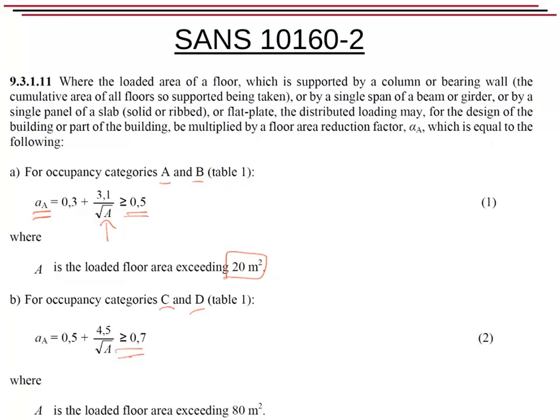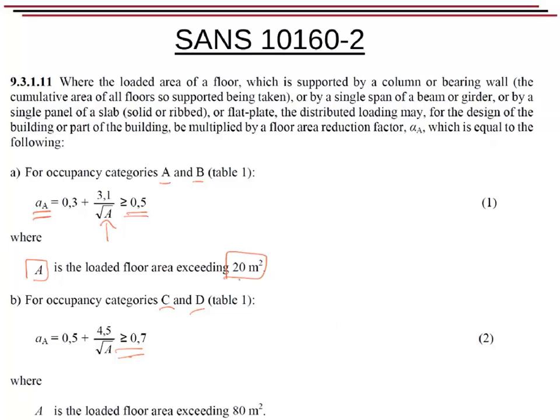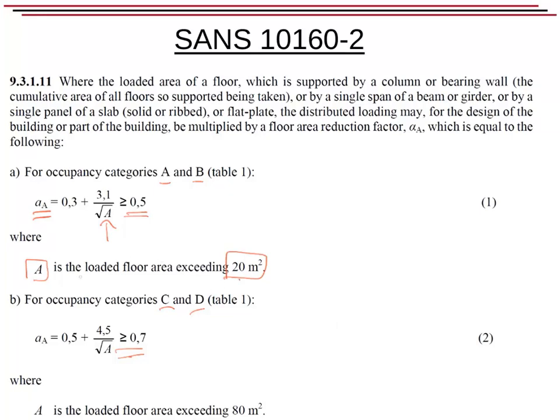This clause to me is not clear. A is the loaded floor area exceeding 20 square meters. So is that when the area exceeds 20 square meters, do you put the total in, or do you take the total minus 20? Up until now, I've just said this to me is not very well worded, so I've taken it as the total area.